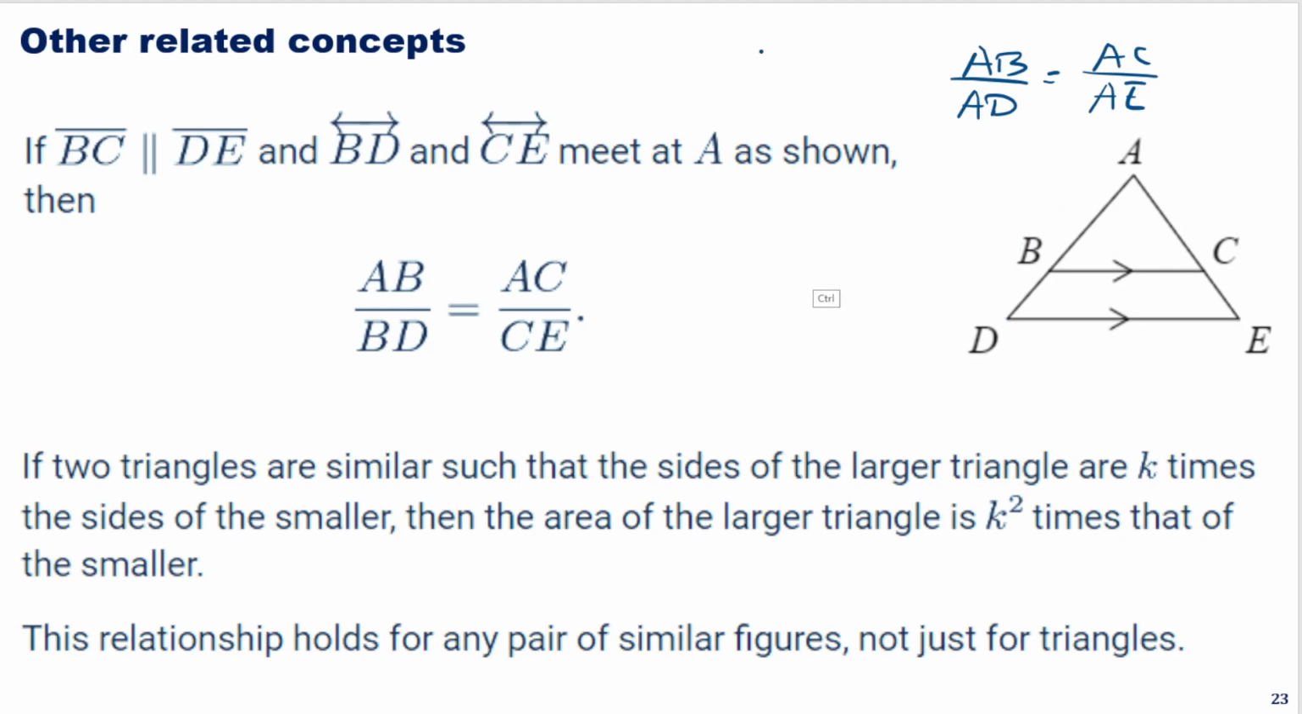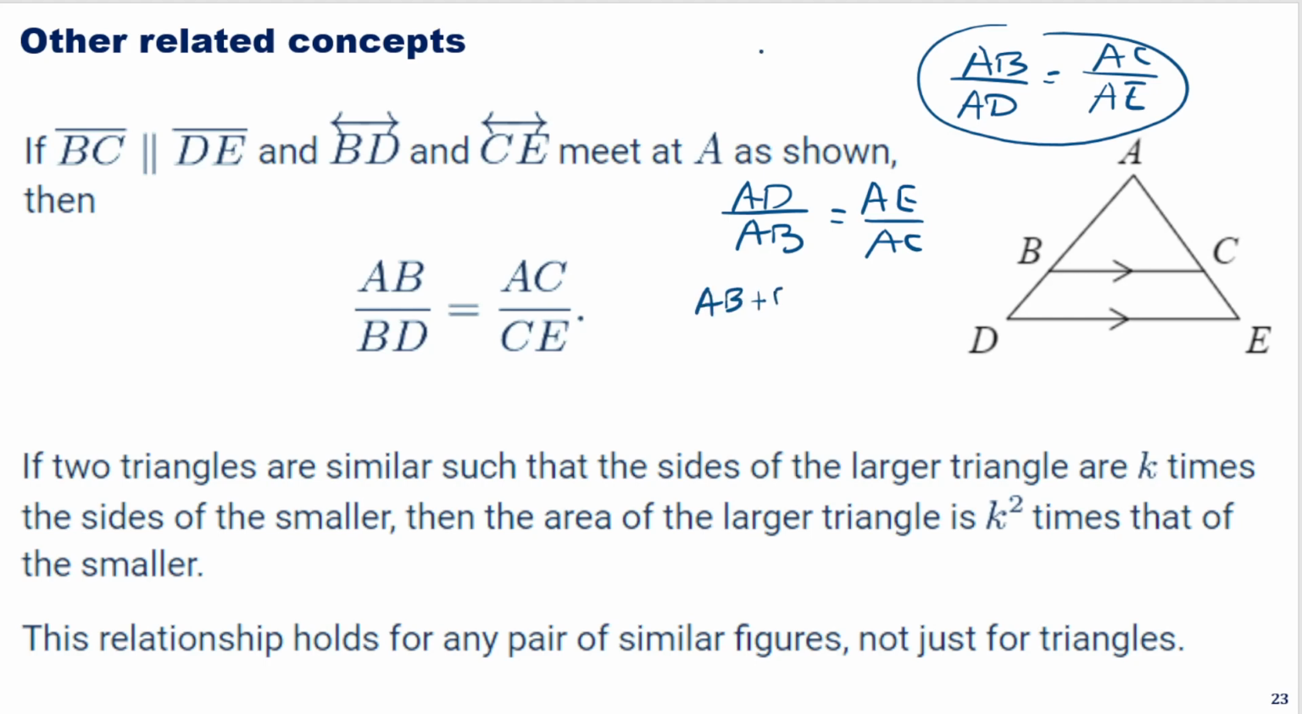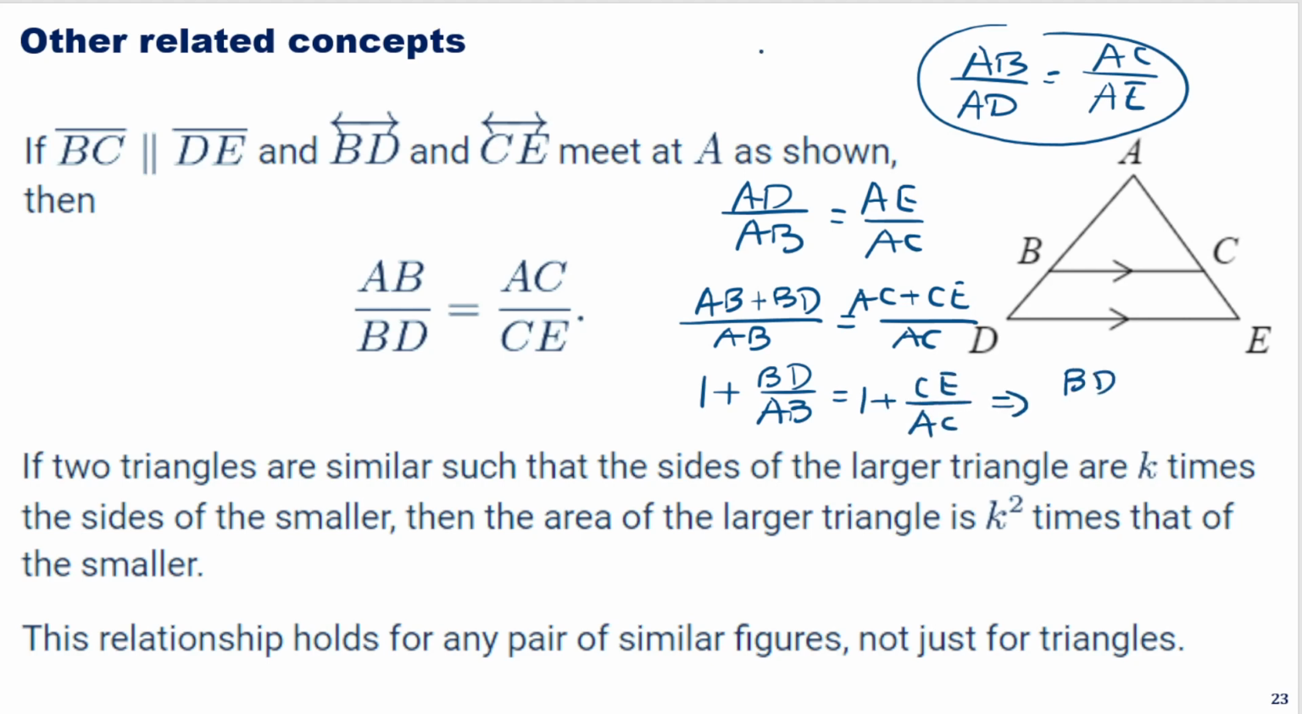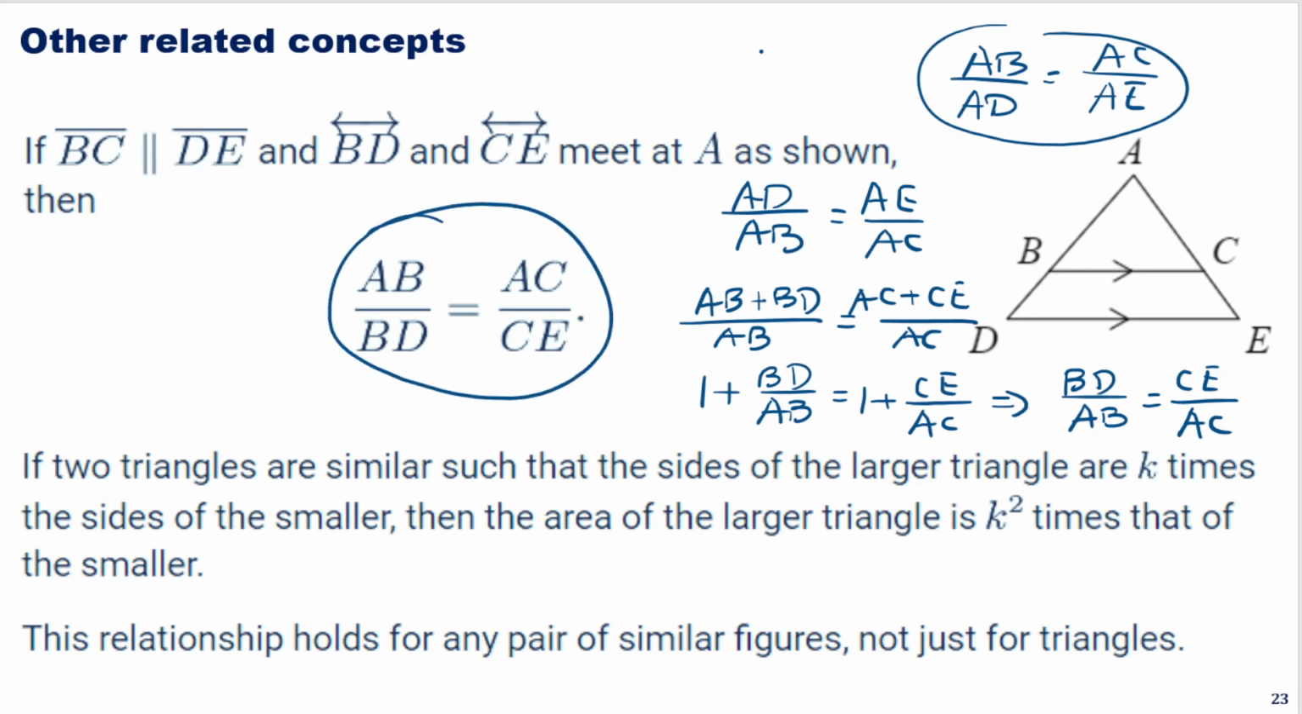It's very easy, right? Because if you know this one is true, then AD over AB must also equal AE over AC. Then AD is actually AB plus BD, right? Then AE is AC plus CE over AC. So you will get 1 plus BD over AB equals 1 plus CE over AC. So this will give you BD over AB equals CE over AC. So if you just flip both sides, you will get this conclusion. AB over BD equals AC over CE, right?